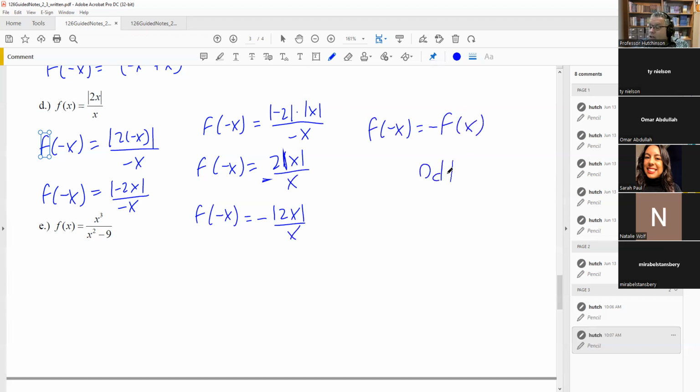So this is another one that's considered to be odd. Okay, that's the answer on that. So I did a bunch of different steps. Now you don't have to show all these steps for something like that.